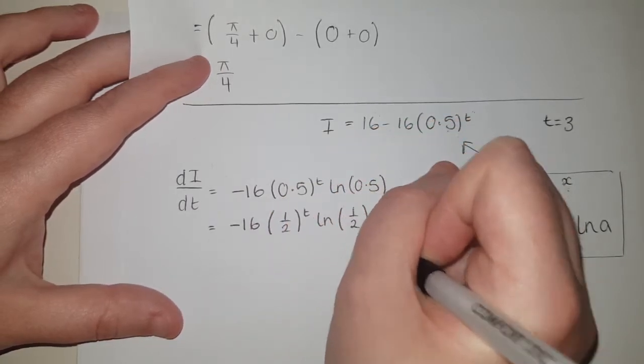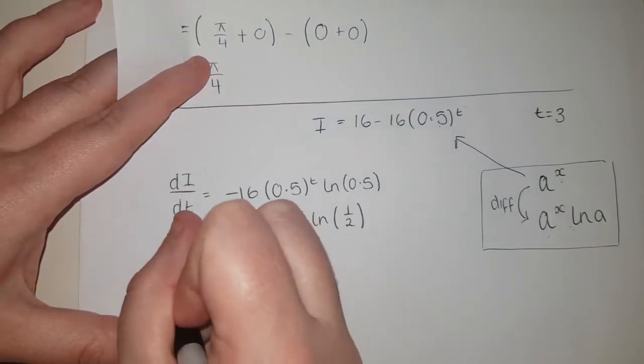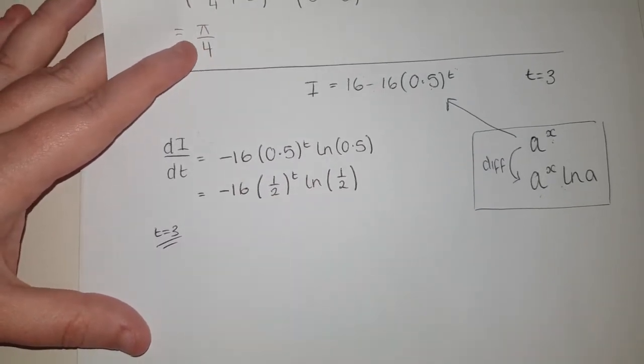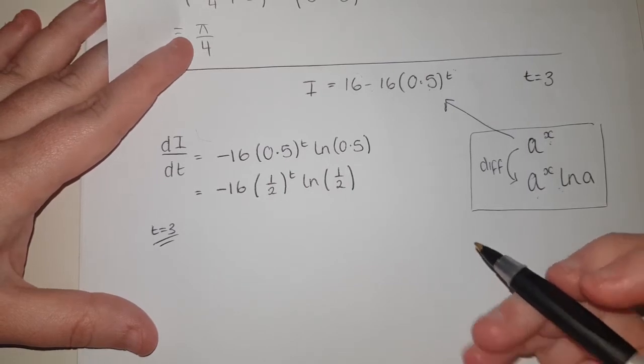And you'll see why in a second. So we're now going to find the value of this when t equals 3. Now, if you just plug t equals 3 in and chuck it in a calculator, your calculator is going to give you a decimal. So this is something you're going to have to do without your calculator.